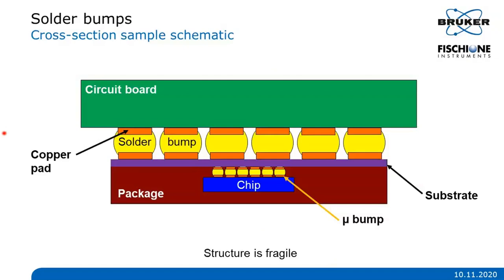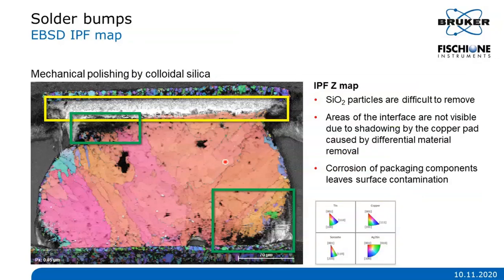So if you attempt to polish mechanically a solder bump sample, you will get the result like here. So there are a lot of different issues that you can observe on these images. The main issue is the differential of material removal between tin and copper. The tin is removed faster than copper, so the copper will be higher in your sample, shadowing the interface, which would be not accessible by EBSD measurements, as you can see here. And the interface is critical for failure analysis.